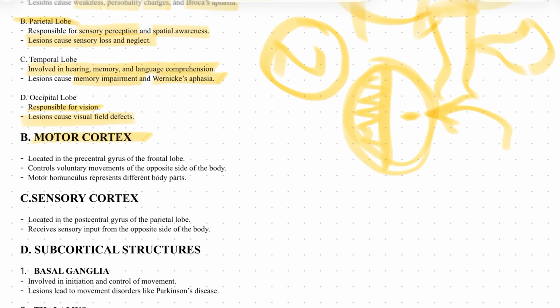Then coming to the second one, the motor cortex. It is located in the precentral gyrus of the frontal lobe and controls voluntary movement of the opposite side of the body.